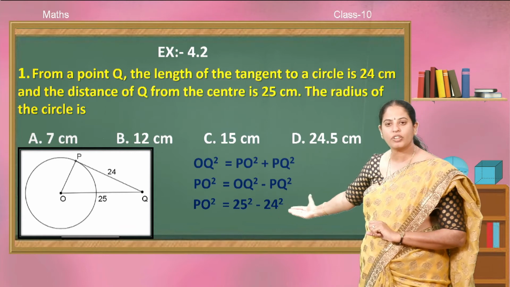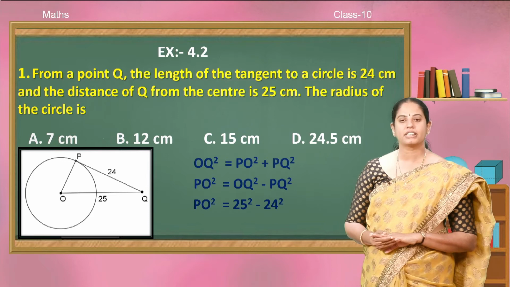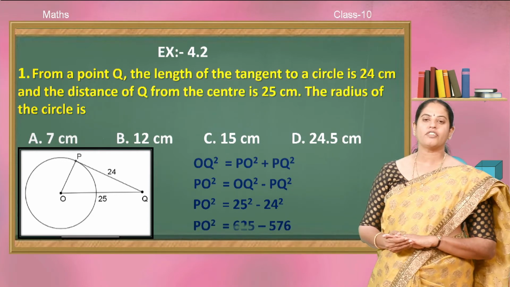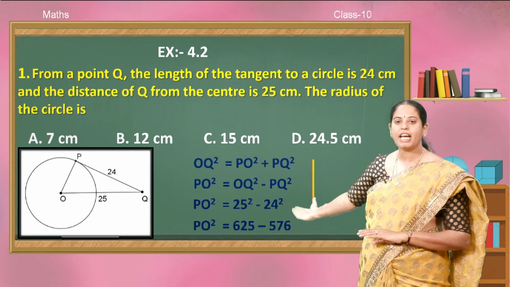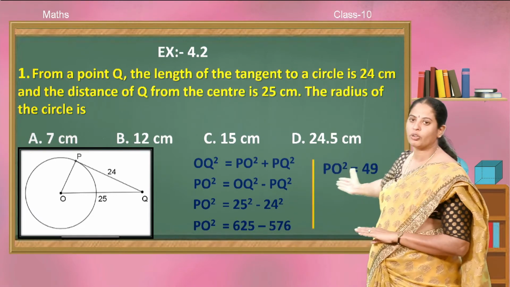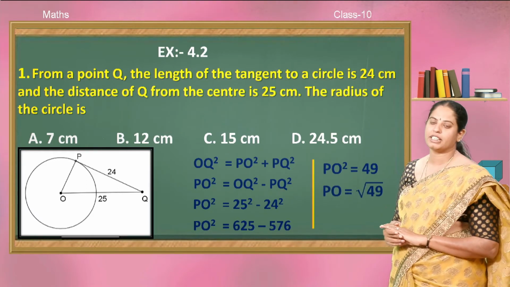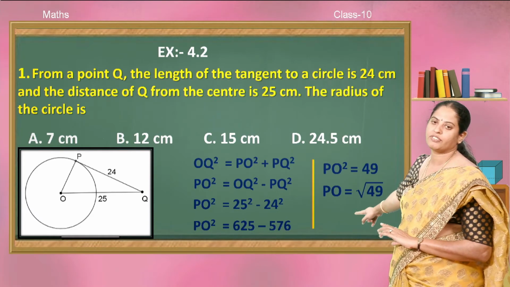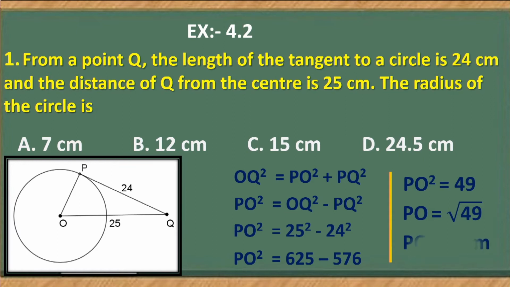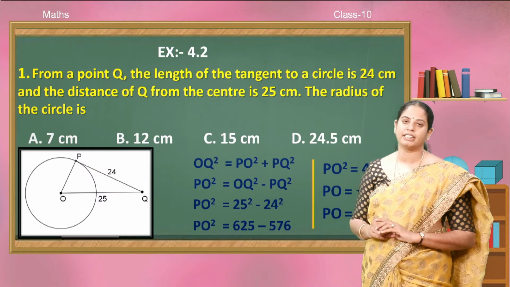It is 25 square minus 24 square. We know 25 square is 625 and 24 square is, yes children, it is 576. Subtract 576 from 625, you are going to get 49 as PO square. But we need the length of the radius, hence we take square root on both the sides. Taking square root on both the sides, we get PO equals plus 7, because length is expressed in positive units. PO equals 7 centimeter. Option A is the correct answer.